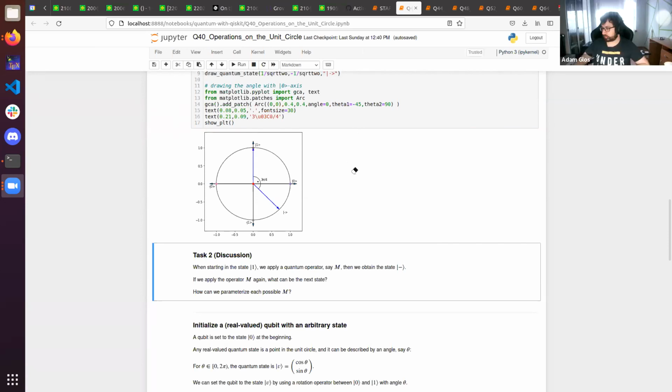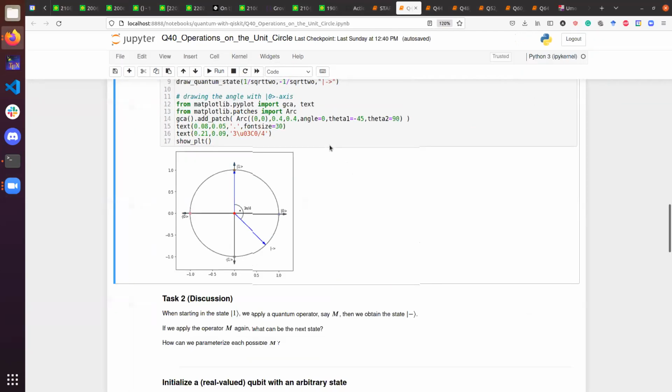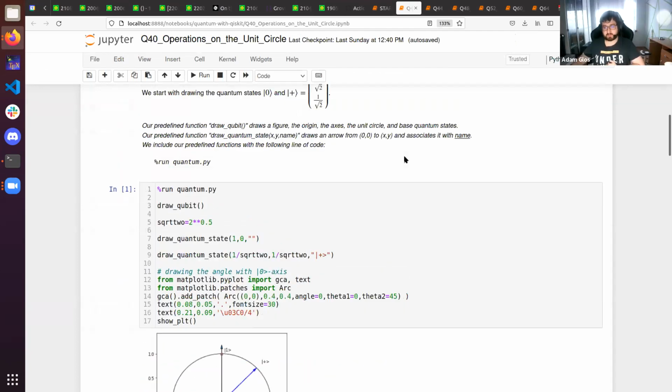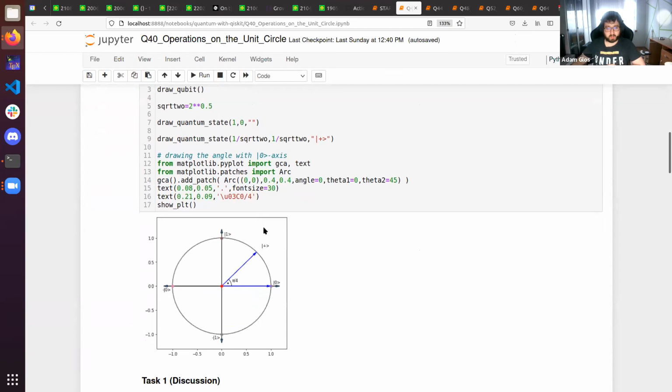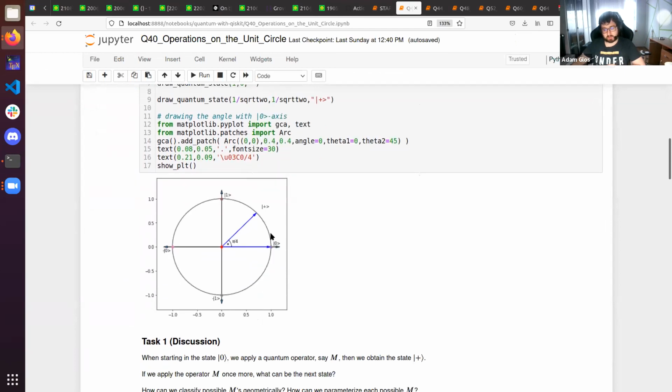So just quick summarization for those who will watch this later. When making something from state 0 to plus, we can make it in two ways. First way is through rotation, just to confirm. You see this, right? This arrow and 45.